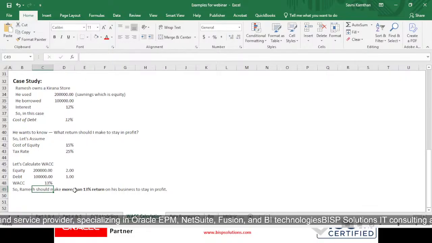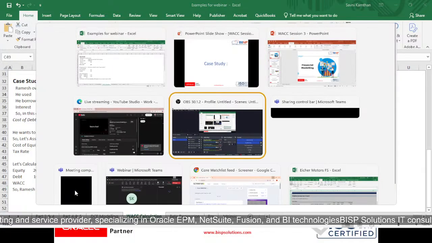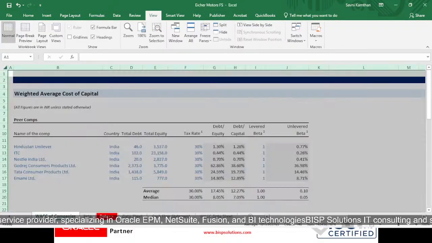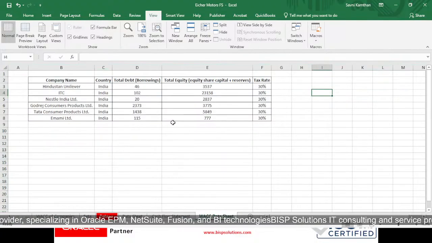So that is what our case study gives us, a solution for calculating WACC. Now we will take it to another step of calculation. We will take automobile companies with a different data set. So what I have done, I will be opening my WACC data sheet, right?